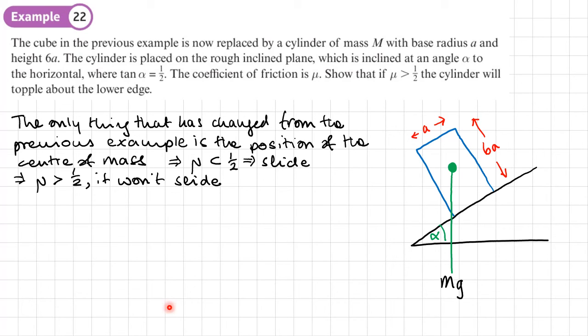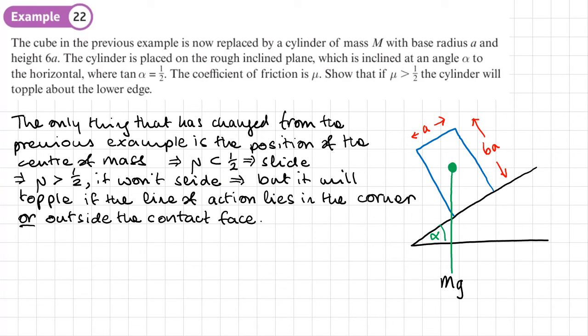From the information that we had from the previous example, it will topple if the line of action, this green line here, lies in the corner. So this point, which I'll label as A. If it goes through the corner or outside of this contact face, then it will topple, because we know there's enough grip on this face, because mu is greater than half, to stop it from sliding down. So what we're going to do is a bit of trigonometry.